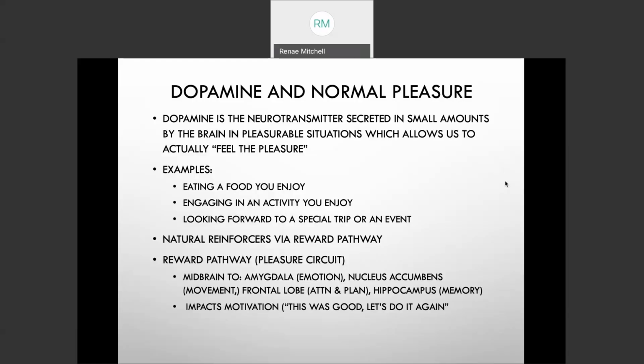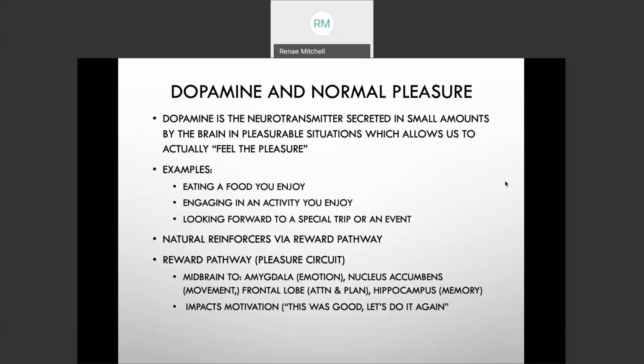And that happens because of the way dopamine acts within the reward pathway of the brain, also called a pleasure circuit. So dopamine is released in the midbrain, and it is sent to 4 different areas of the rest of the brain. It goes to the amygdala, which is an area of the brain associated with emotion. That process allows us to feel good and to feel happy, to feel pleasure. It's also released to the nucleus accumbens, which controls movement. So it's sort of energizing in terms of seeking out that experience.